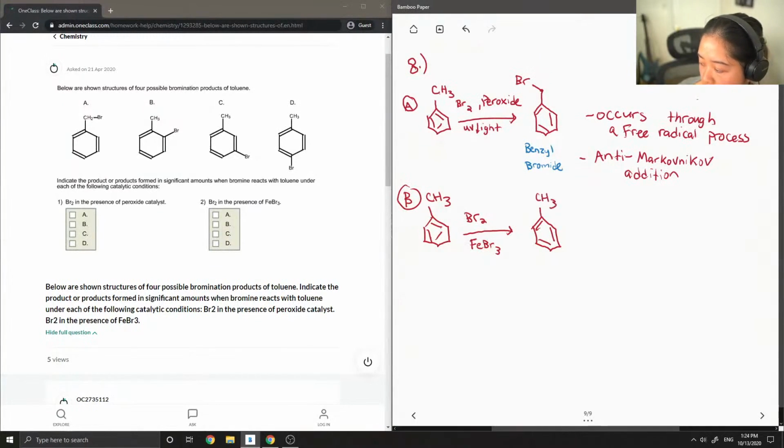So you can have bromine either on this carbon. So this is the ortho position. Or you can have the bromine down here. So this is the para position. So this process is the opposite of the other one. This is a Markovnikov.